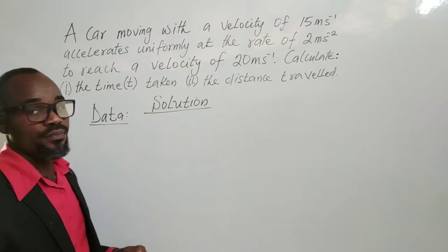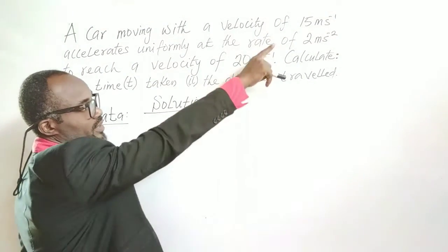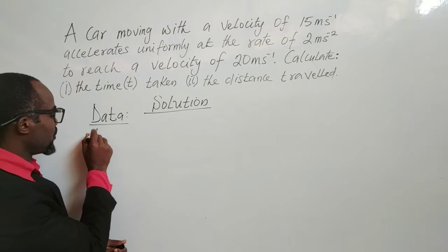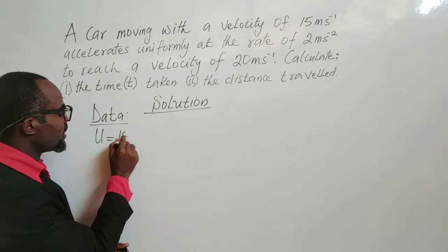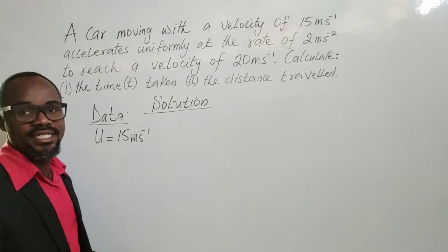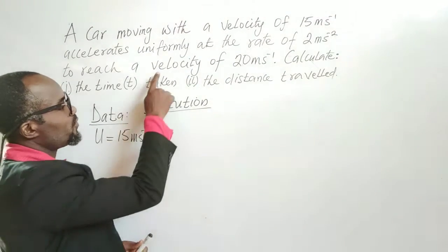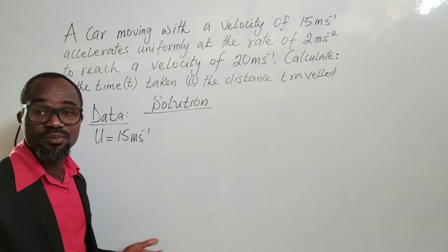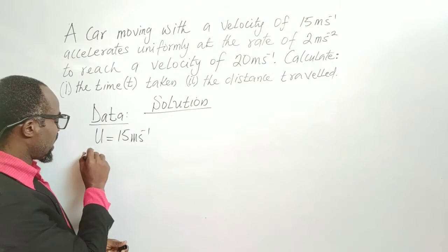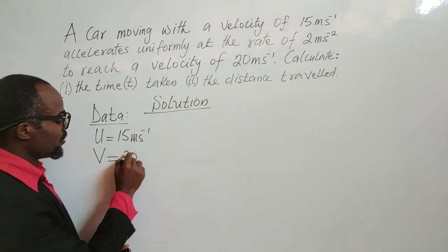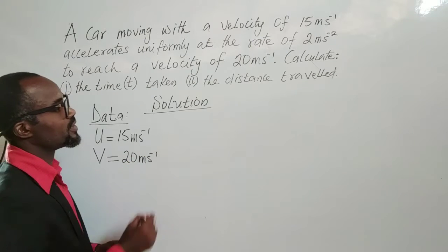We have an initial velocity, that is 15 meters per second. That's the initial velocity. U is equal to 15 meters per second. And then another one is the final velocity. The final velocity here is 20 meters per second. So that is represented by letter V, 20 meters per second.